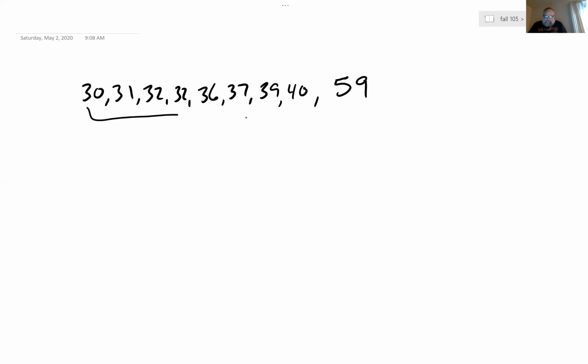You have this data set. Okay, 59 doesn't look that weird. And yet this data is very homogeneous. It's very much basically just all in the 30s. So because of this, this guy is likely going to be an outlier. But we're going to see.